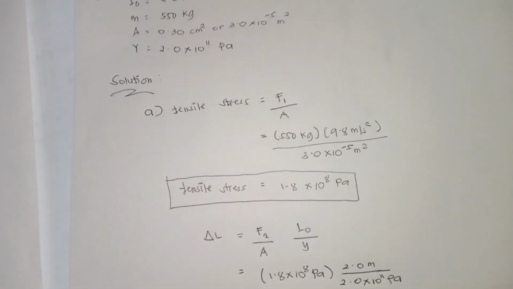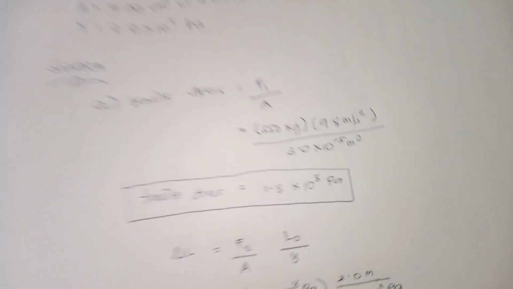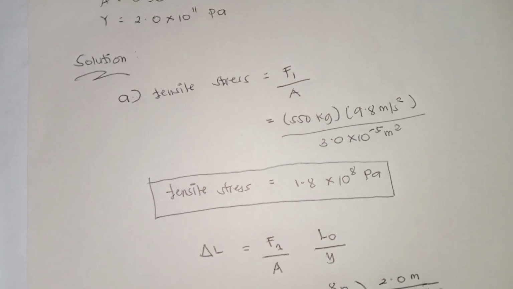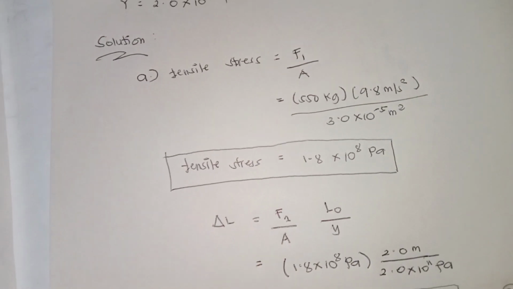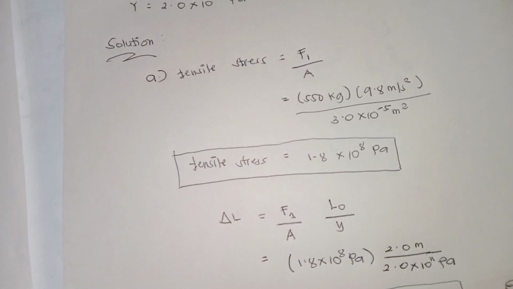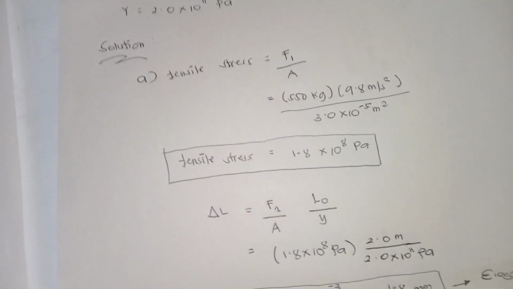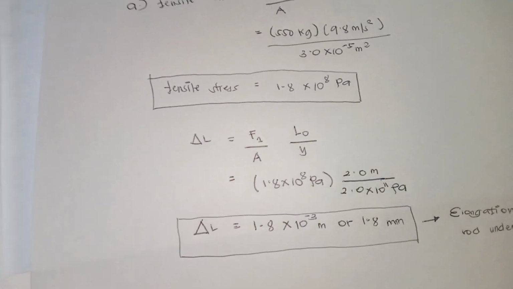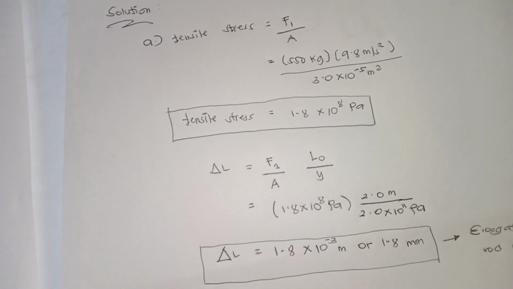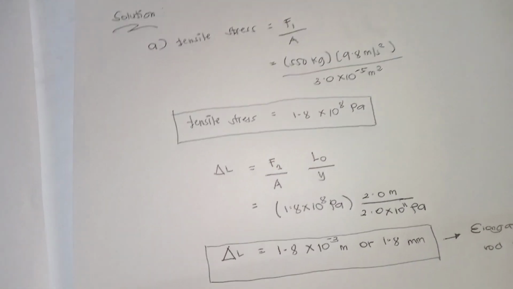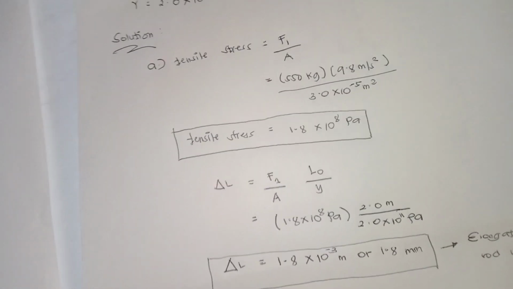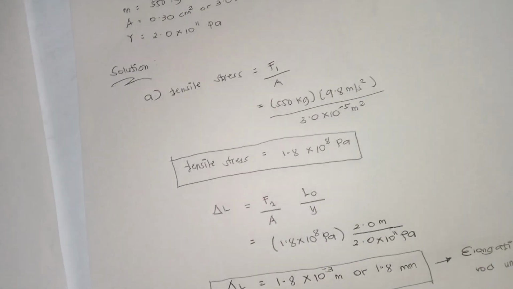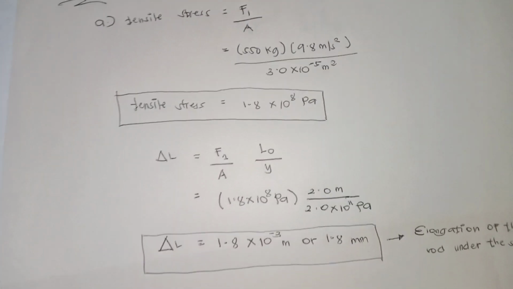So we can multiply and simplify it, so that we get 1.8 times 10 to the 8 pascals. So that is how we derive the answer. And for the elongation under the stress, to solve the elongation using the original length of 2.0 meters, we can convert this equation by multiplying and simplifying.